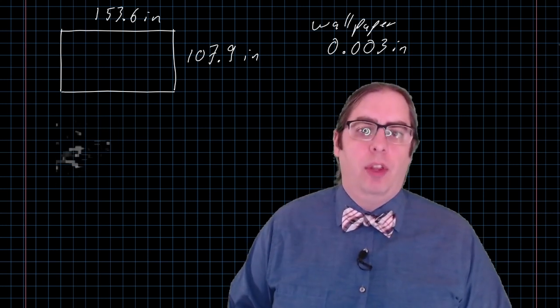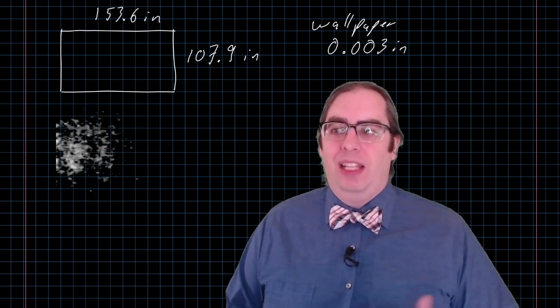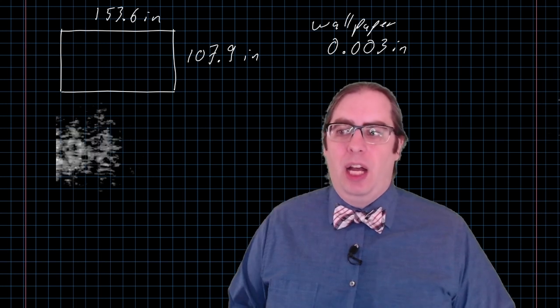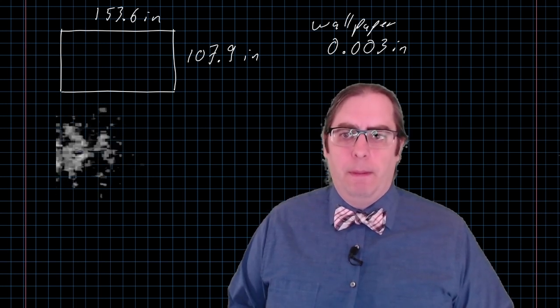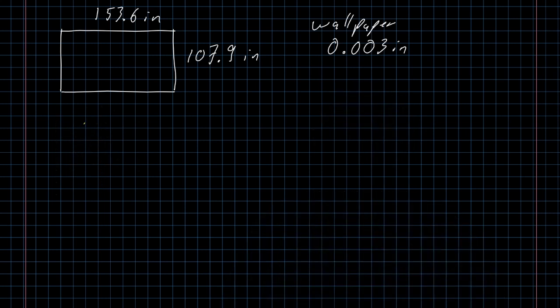Well, before we get into this, it's not going to change, right? The thickness of wallpaper is not going to affect our measurement of the room. But in theory, we could calculate this. We could take the 153.6 inches across the room. We could subtract the 0.003 inches that we lose on the left wall and subtract the 0.003 inches we lose on the right wall. If we do that, we end up with 153.594 inches.